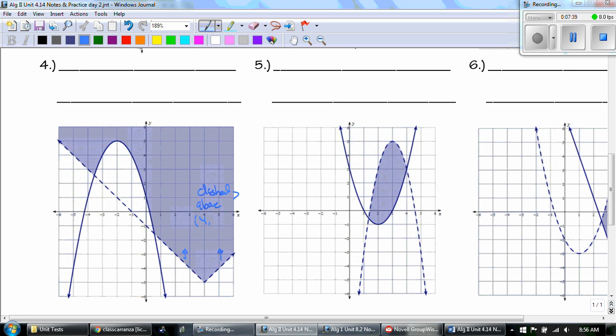Our vertex is at 4, -5. And our pattern looks like we're just going up 1 over 1, so it's 1. So we would say y is greater than 1 absolute value x minus 4 minus 5. Let's see if you can write the quadratic all on your own. Try to write a couple of little notes and then get the inequality. Go ahead and pause the video and good luck.